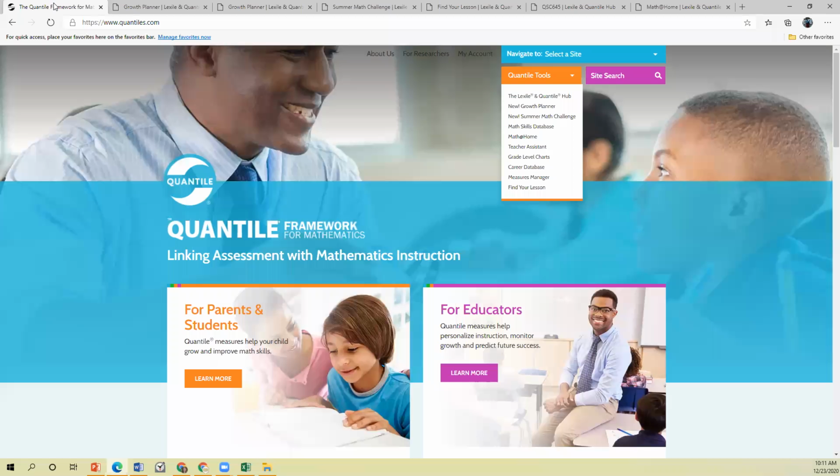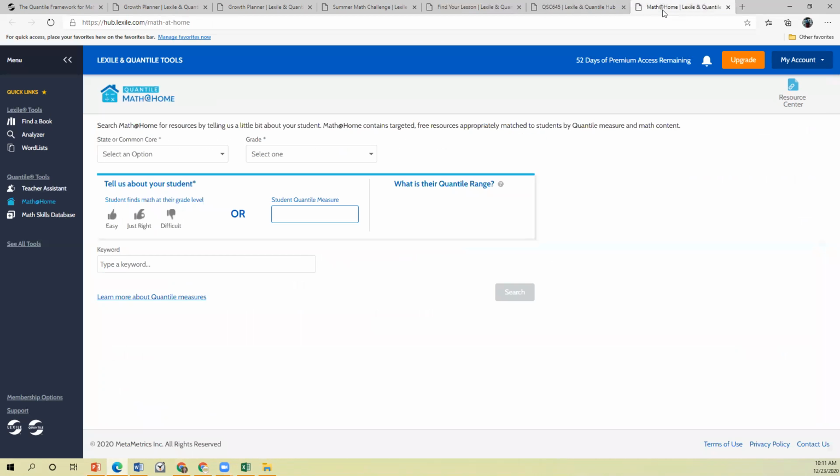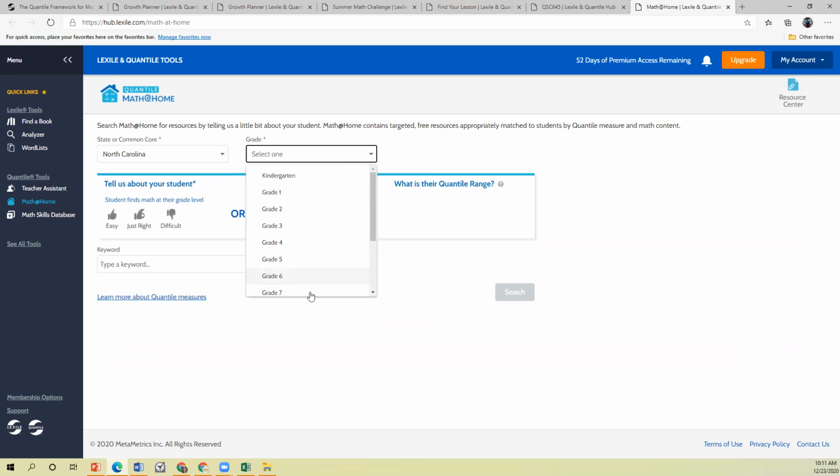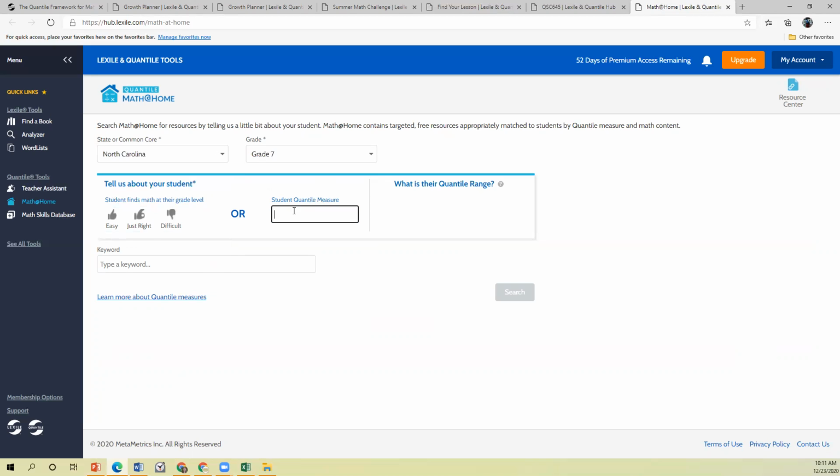The last tool I would like to show you is Math at Home. This is a great way to find tools for helping your student within their quantile range. So I live in North Carolina. I'm going to go ahead and pick North Carolina state standards. Again, James is now in 7th grade. If you don't have your student's quantile measure, does your student find math easy, just right, or difficult? And they'll still pull up math concepts in a range for you. 825 was our score. James's quantile range is 50 below that, 50 above, and I'm going to go ahead and search.